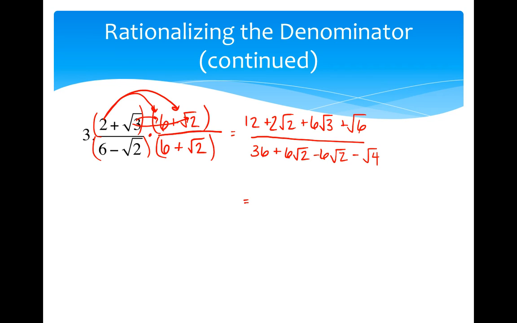So then we can clean things up a little bit, but in the numerator, we can't add or subtract any of these roots together. You can only add or subtract like radicals. 2, 3, and 6, all of those numbers underneath are different. So this is going to stay 12 plus 2 square roots of 2 plus 6 square roots of 3 plus square root of 6. But on the bottom in the denominator, these guys are going to cancel. And then here, the square root of 4 is just equal to 2. So I have 36 minus 2, which is going to be 34.